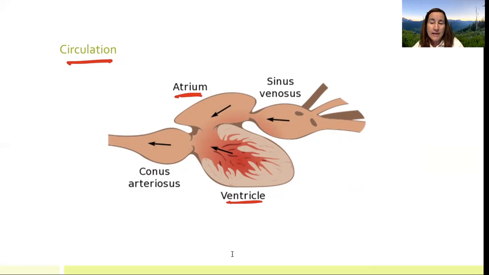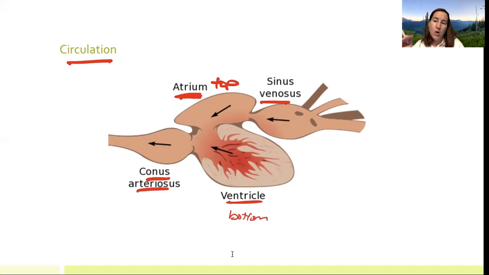Our primitive guys, most primitive guys are fish, and they're just going to have two. They'll have an atrium and they'll have a ventricle. So here we have our venous, our vein, blue deoxygenated blood coming in. It's going to come in on the atrium. Atriums are always on the top, by the way. Ventricles are always on the bottom. And then it's going to push it out and go to the conus arteriosus.